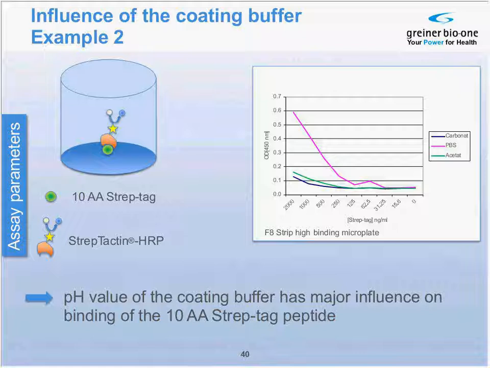In the second example, our aim was to immobilize the 10 amino acid strep tag, which is usually used as affinity tag for protein detection and purification. In that case, the choice of the coating buffer made a significant difference. Binding occurred only with PBS as coating buffer.